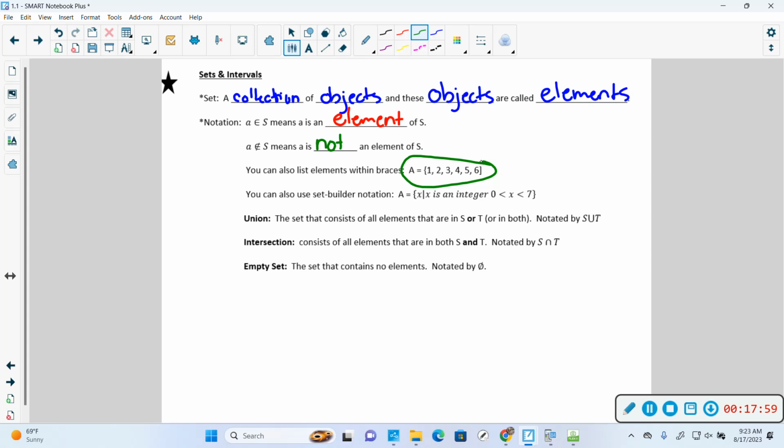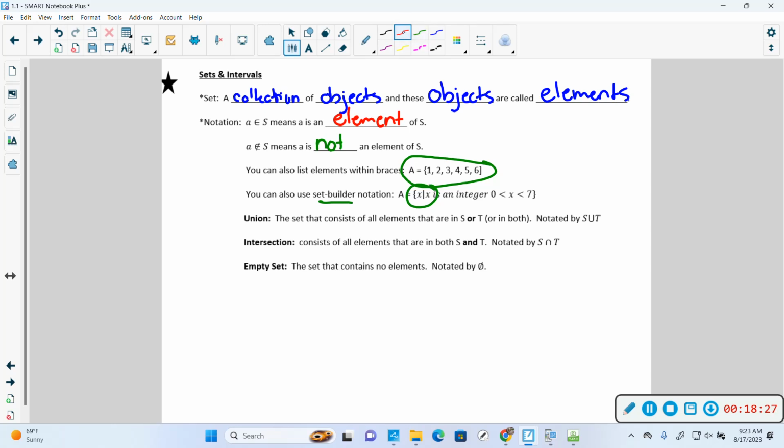You can use, this might be new to you, set builder notation. We're going to use both here. Now, the set builder notation is referring to this piece here. You're like, what the heck is that? So how do you read this? X, that vertical bar, such that X is an integer, X is between 0 and 7. So that vertical bar means the phrase such that: X such that, blah blah blah, whatever they're going to tell you. We're going to mix and match and use both of these.